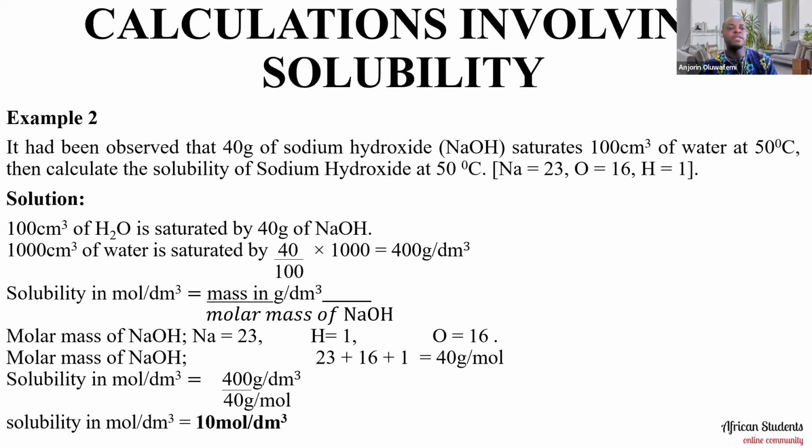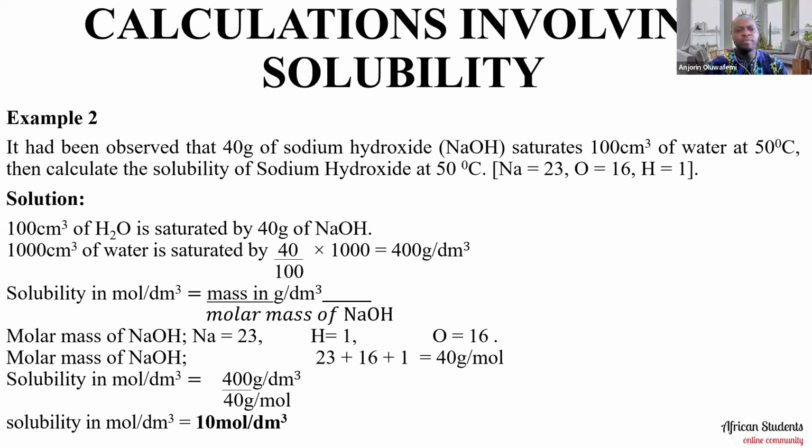Second example, it had been observed that 40 grams of sodium hydroxide saturates 100 cm cube of water at 50 degrees Celsius. Then calculate the solubility of sodium hydroxide at 50 degrees Celsius. So we're given the relative atomic masses of sodium, oxygen and hydrogen, so it will help us in calculating the molar mass. But one thing that we must look at first and foremost is that 100 cm cube of water is saturated by 40 grams of sodium hydroxide.